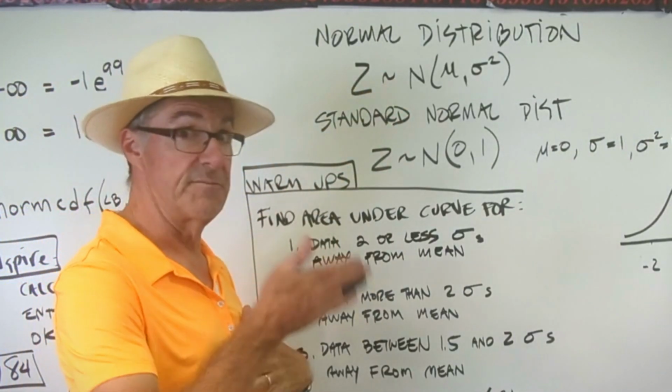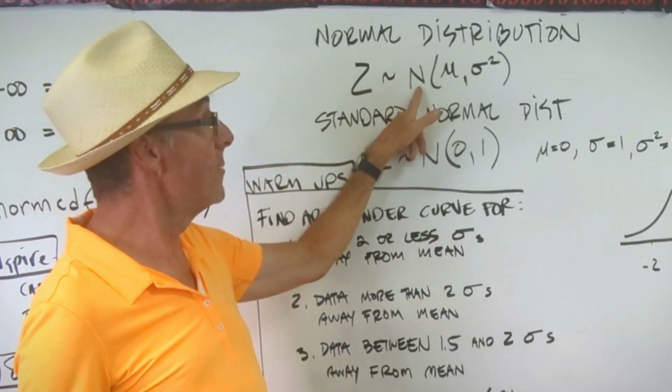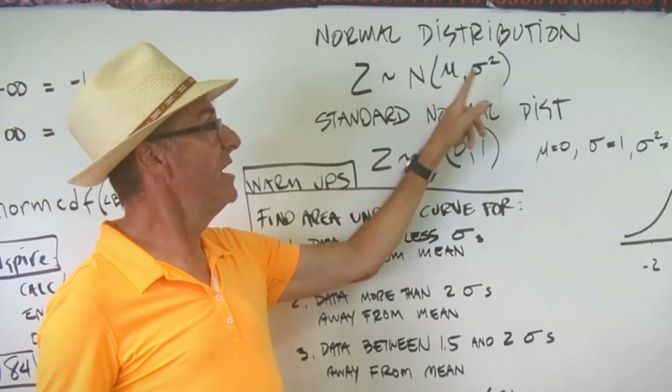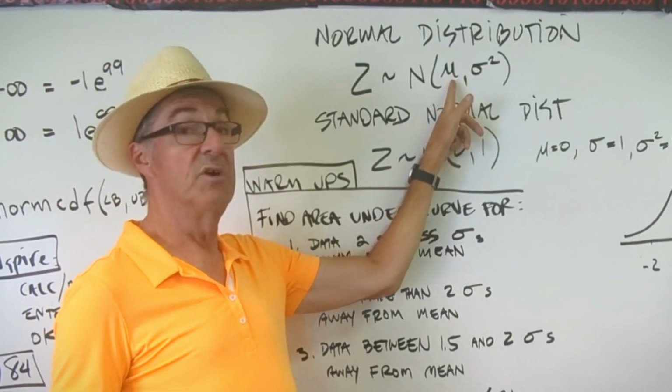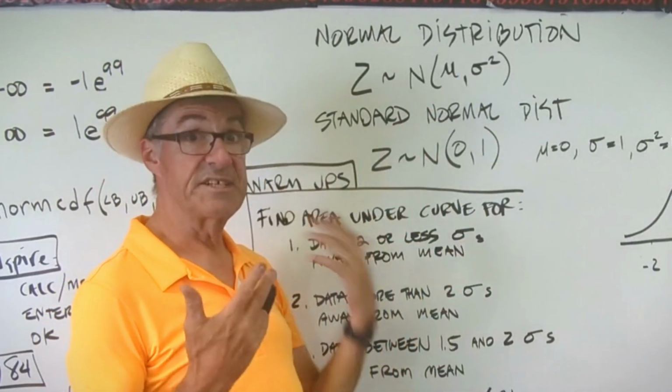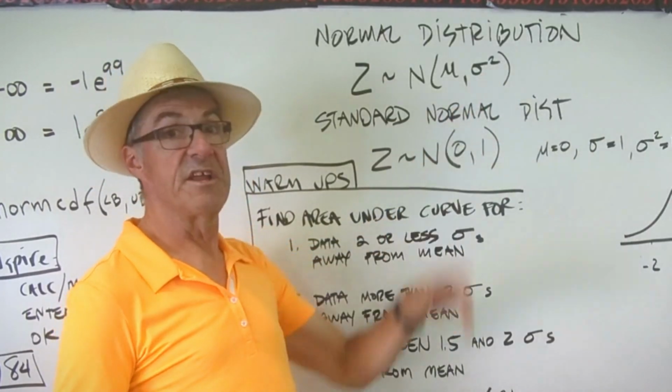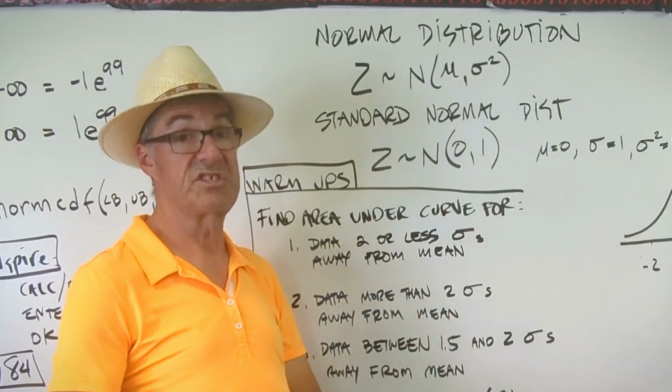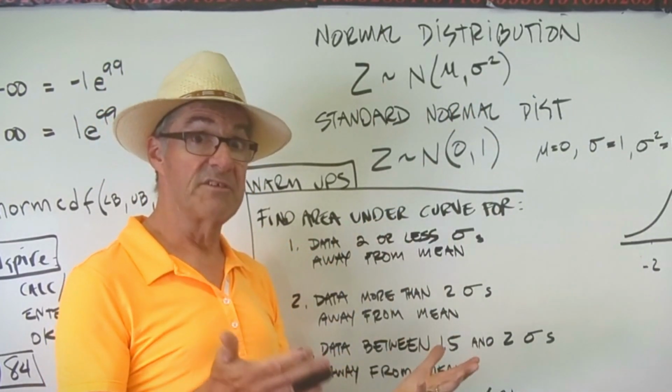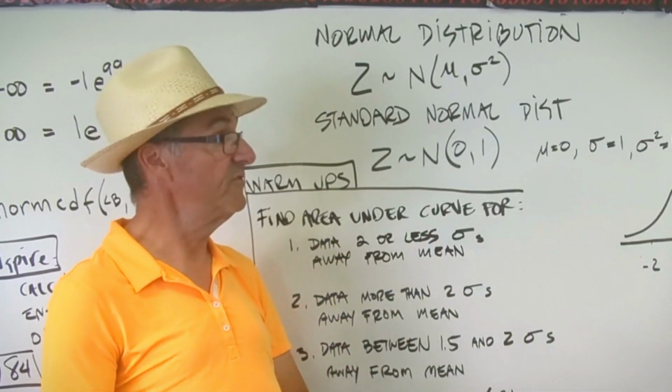This is the notation from the last video, that normal distribution, we have mu and sigma squared. Mu is the mean, or the expected. Sigma squared is the variance. Sigma is just standard deviation. So we're going to talk about standard deviation in this particular video.